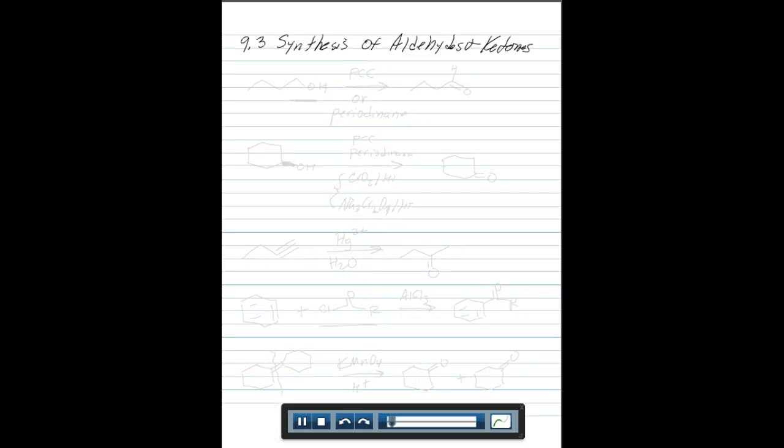Next topic is the synthesis of aldehydes and ketones. Every one of these reactions is something you've already seen, so nothing here is new. If you want to synthesize an aldehyde, the trick was to use either PCC or the pyridinane. This is from the previous chapter. Remember, with the PCC or the pyridinane, it stops at the aldehyde.